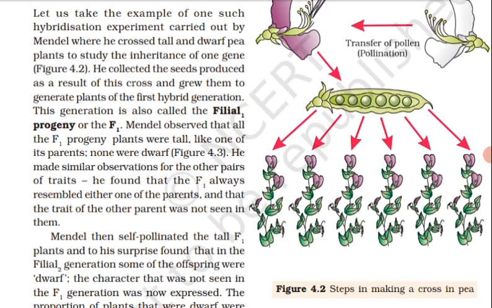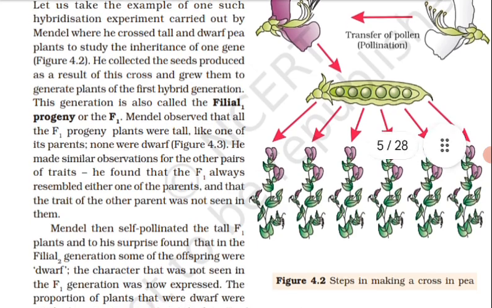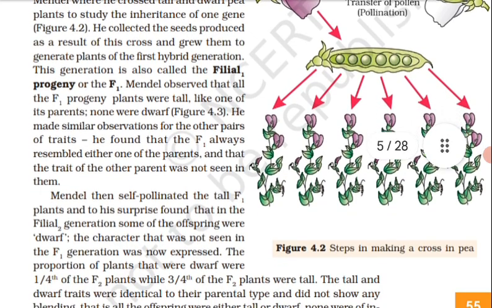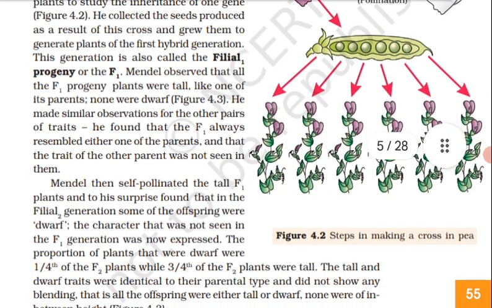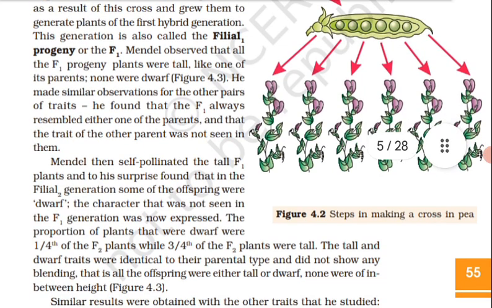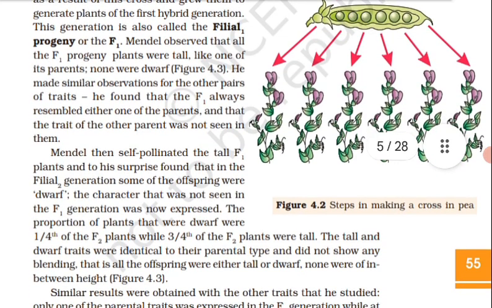Inheritance of 1 gene. Let us take an example of one such hybridization experiment carried out by Mendel, where he crossed tall and dwarf pea plants to study the inheritance of 1 gene. To study the inheritance of 1 gene, he collected the seeds produced as a result of this cross and grew them to generate plants of the first hybrid generation.